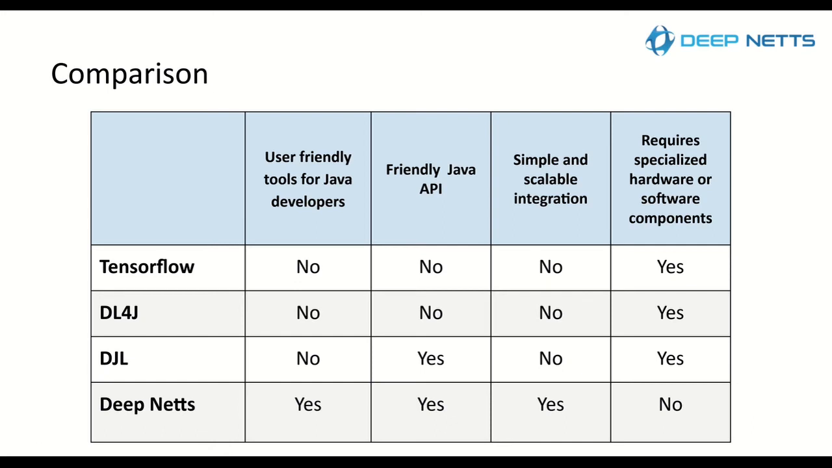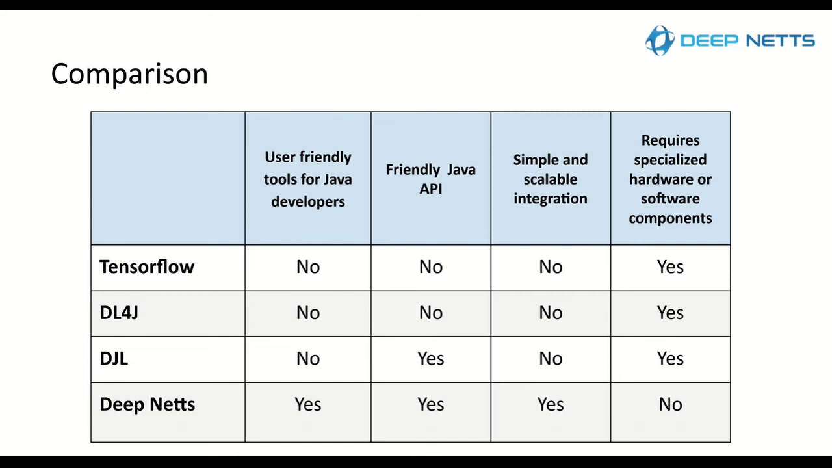So when we compare Deepnets to the other Java deep learning engines, some of the main points that I would say are strong points of Deepnets is that it is more user-friendly for Java developers, and it provides a Java flavored API. Some of the others, like TensorFlow, are more Python flavored, and it might be confusing. Lots of low-level data structures that Java developers are not familiar with.